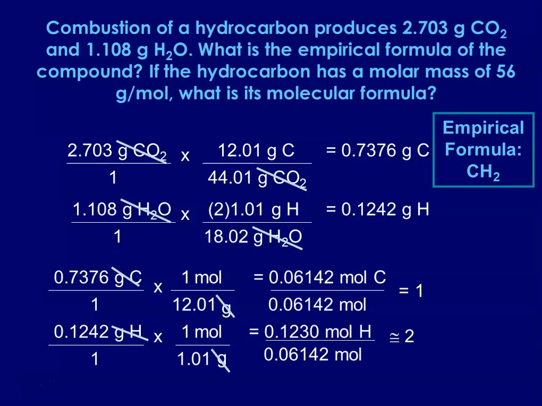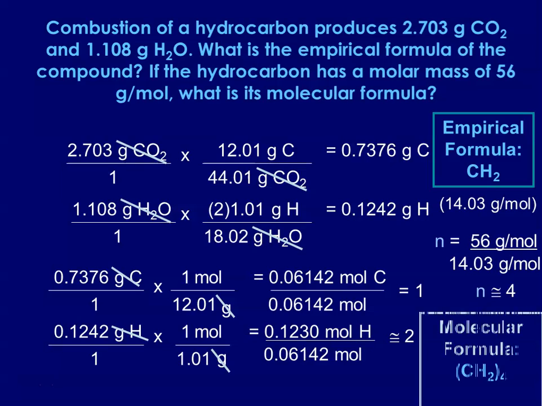The molar mass of that empirical formula would be 14.03, 1 carbon plus 2 hydrogens. My actual hydrocarbon had a molar mass of 56 grams per mole. So if I take that molar mass and divide it by 14.03, I get that the empirical formula is going to be 4 times simpler than the molecular formula. So if I take my CH2 and multiply each of my subscripts by 4, I get that my actual molecular formula is C4H8.